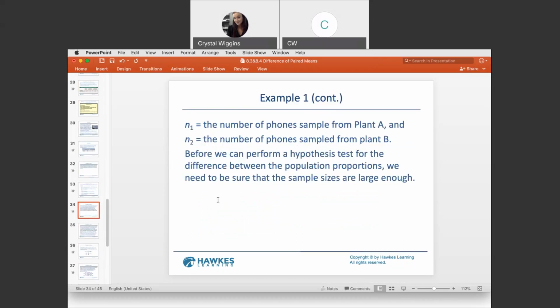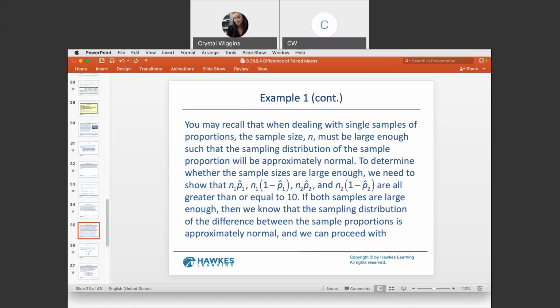So remember, that's n times p and n times 1 minus p. So n is 200, and we calculate p1 and p2, which, if you recall, proportions are calculated by x over n. So we would have 10 over 200 and 12 over 200, and we'd multiply that by our 200 in order to indicate if we have large enough sample sizes, which we do. We can indicate approximately normal.